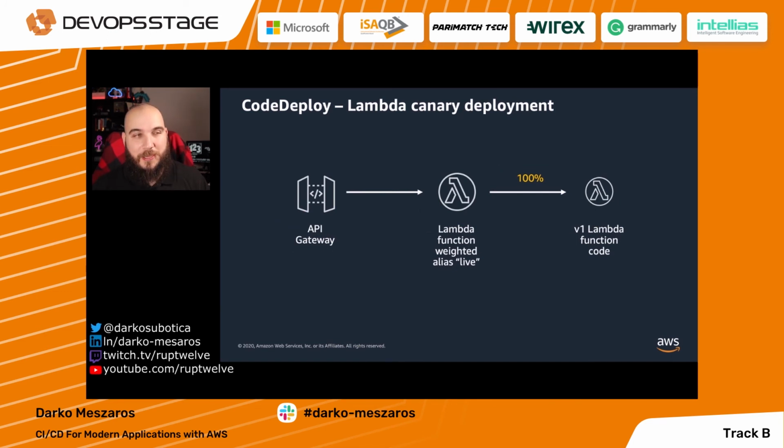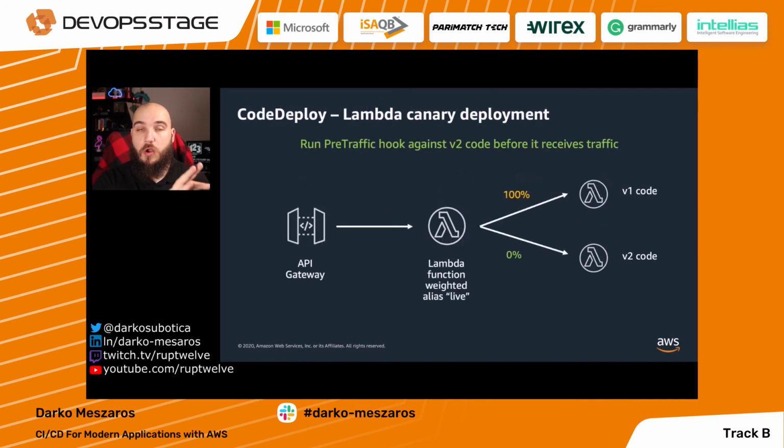And here's how it actually looks. So here's an API gateway, a Lambda function alias that's live, and our Lambda function code, right? We have an alias that points to a code. So once we make a change, and right now all of our traffic is going to our version 1 code, we introduce version 2 code. Basically what happens here, we run a pre-traffic hook that says to the alias, hey, switch 10% of our traffic to the version 2 code.